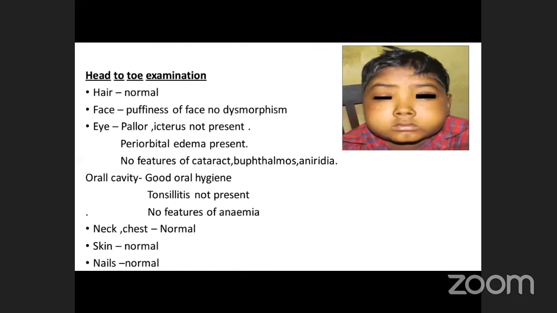Coming to the oral cavity, oral hygiene was good, ma'am. Tonsillitis is not present, and there are no features of any anemia. In the oral cavity, another thing you can include is the presence or absence of oral candidiasis, because these children will be on long-term steroids. Okay, fine. Then go ahead. Neck and chest appear to be normal. Skin is normal, ma'am. Nails are normal. Okay, fine.